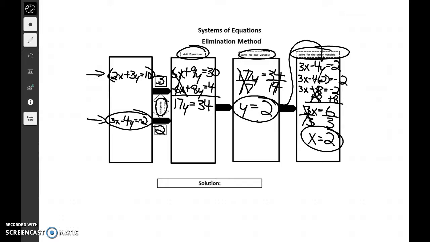So we have y is equal to 2 and x is equal to 2. So to write our solution, we're going to have x comma y. So in order to write that down, we're going to write the x first. So here the x was 2. So that's going to be a solution of 2 comma. And then y, it says y is equal to 2. So that's also going to be 2. So here our solution should have been 2 comma 2.